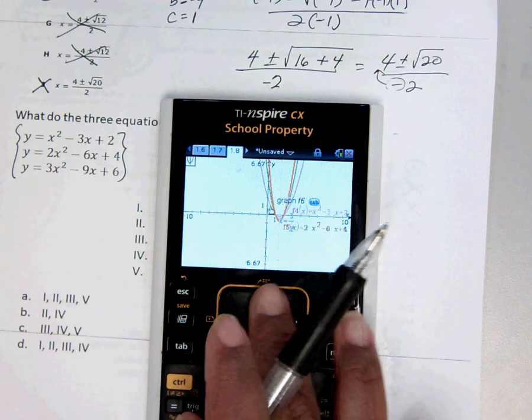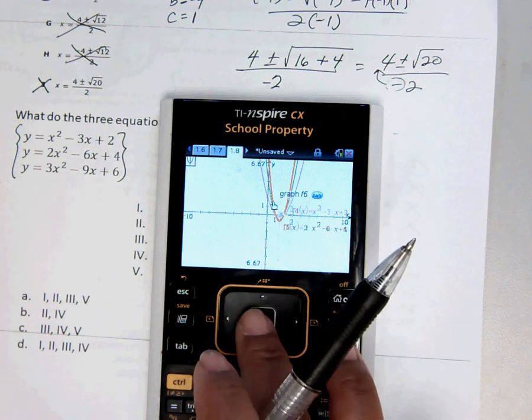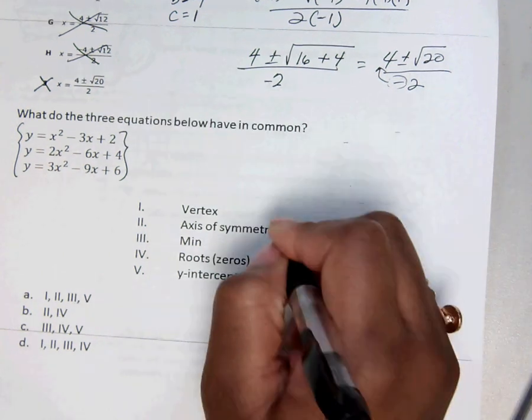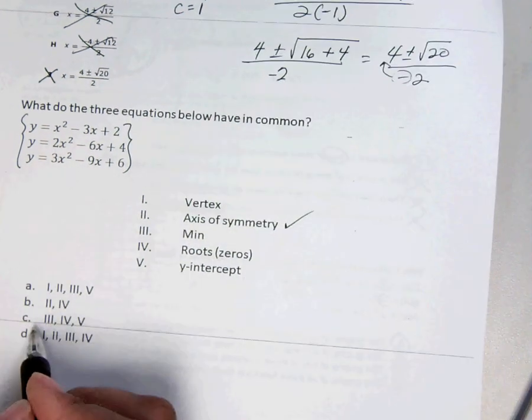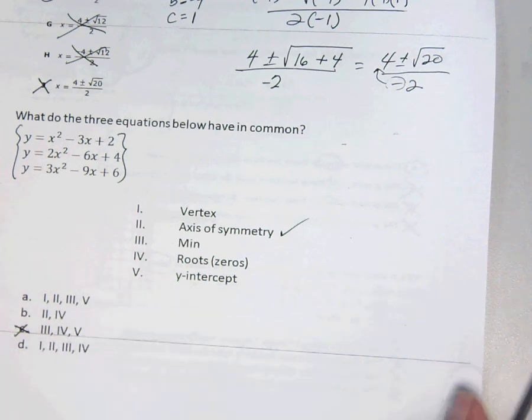And I notice that it's giving me 3 over 2 for all of them. So they all have the same axis of symmetry. So yes, they have the same axis of symmetry. And I notice that answer choice C does not say 2, so I can eliminate it.